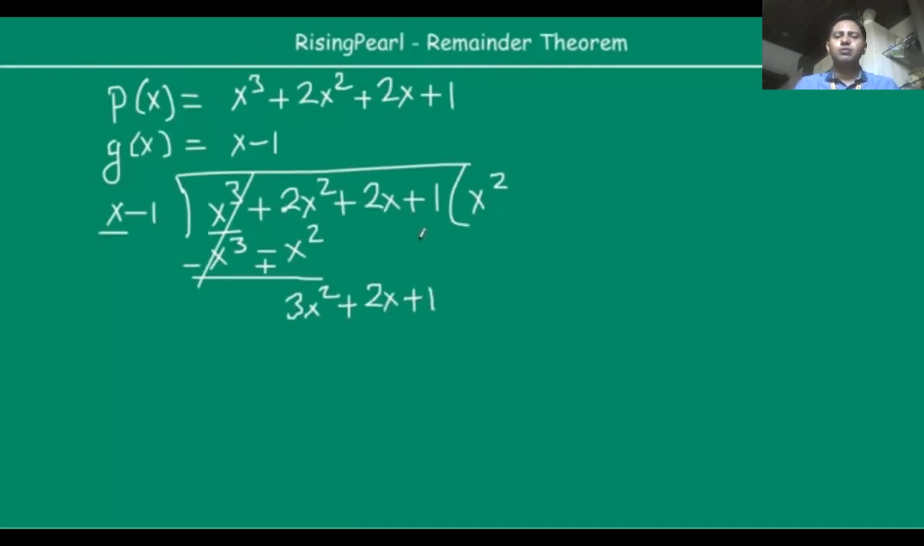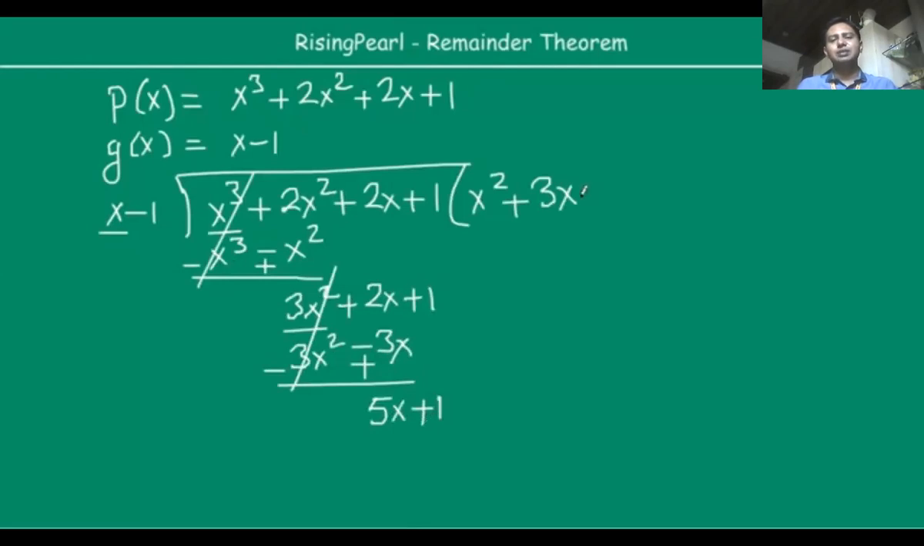Now the first term of the new dividend is 3x square, and the first term of the divisor is x. The next term of the quotient will be 3x square by x, that is 3x. So 3x into x minus 1 gives 3x square minus 3x. Now we'll change the sign, minus 3x square becomes plus, and minus 3x will become plus 3x. 3x square and 3x square will be cancelled. 2x plus 3x will give you 5x, and plus 1.